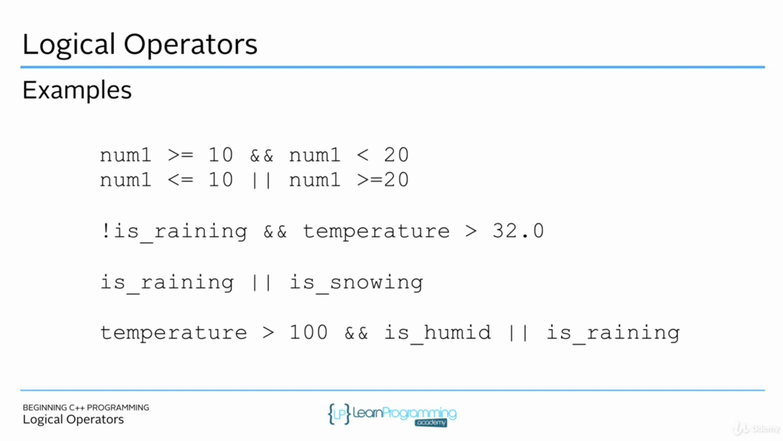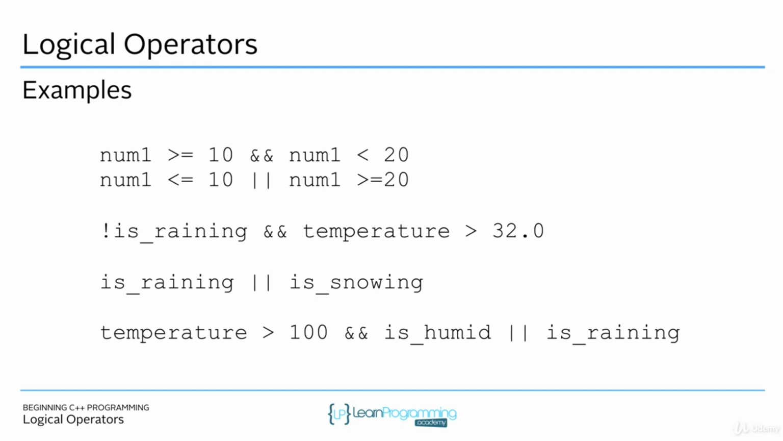In the next logical expression, we're using a logical OR. In this case, either expression or both can be true for the entire expression to be true. So if num1 is less than or equal to 10, then the entire expression will be true. Also, if num1 is greater than or equal to 20, then the entire expression will be true. Notice how both expressions cannot be true, since num1 cannot be less than 10 and greater than or equal to 20 at the same time.